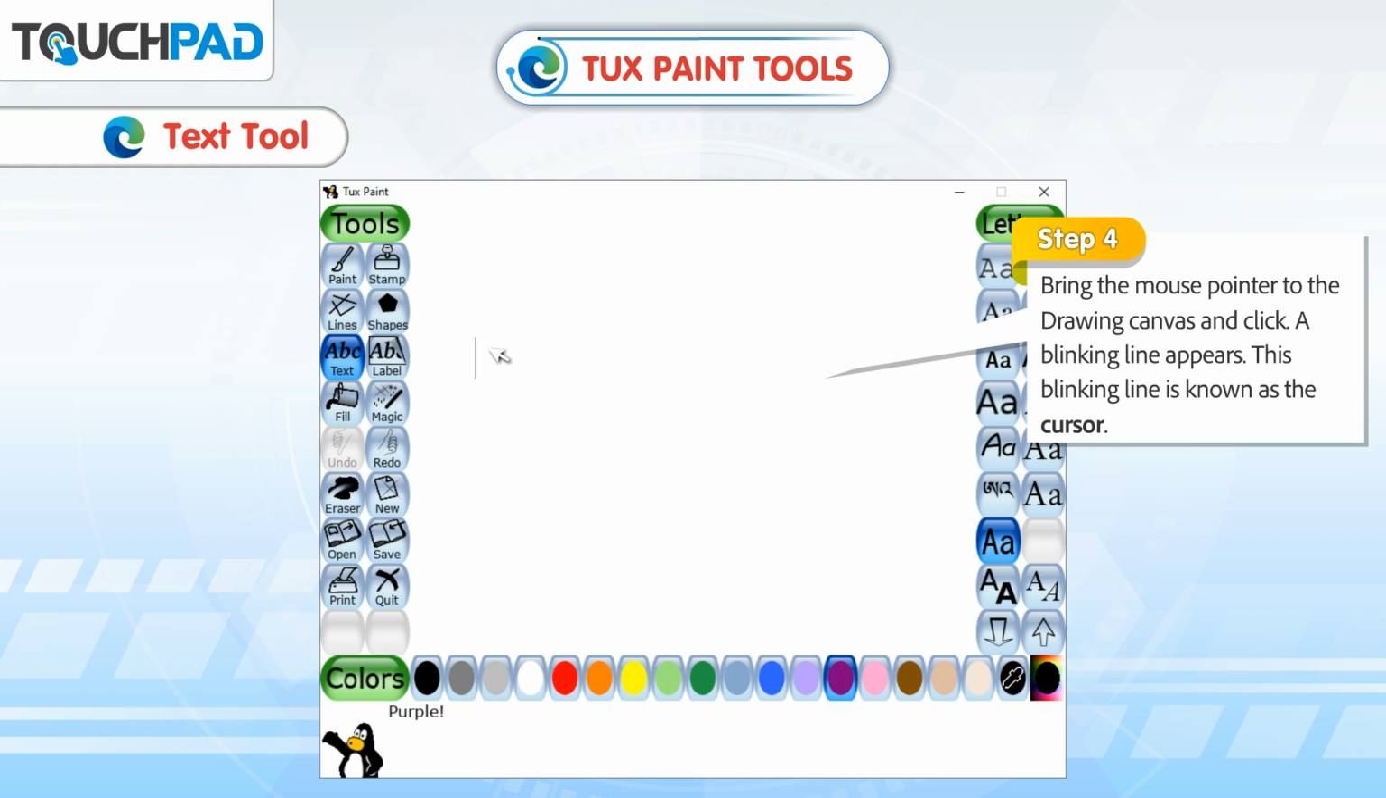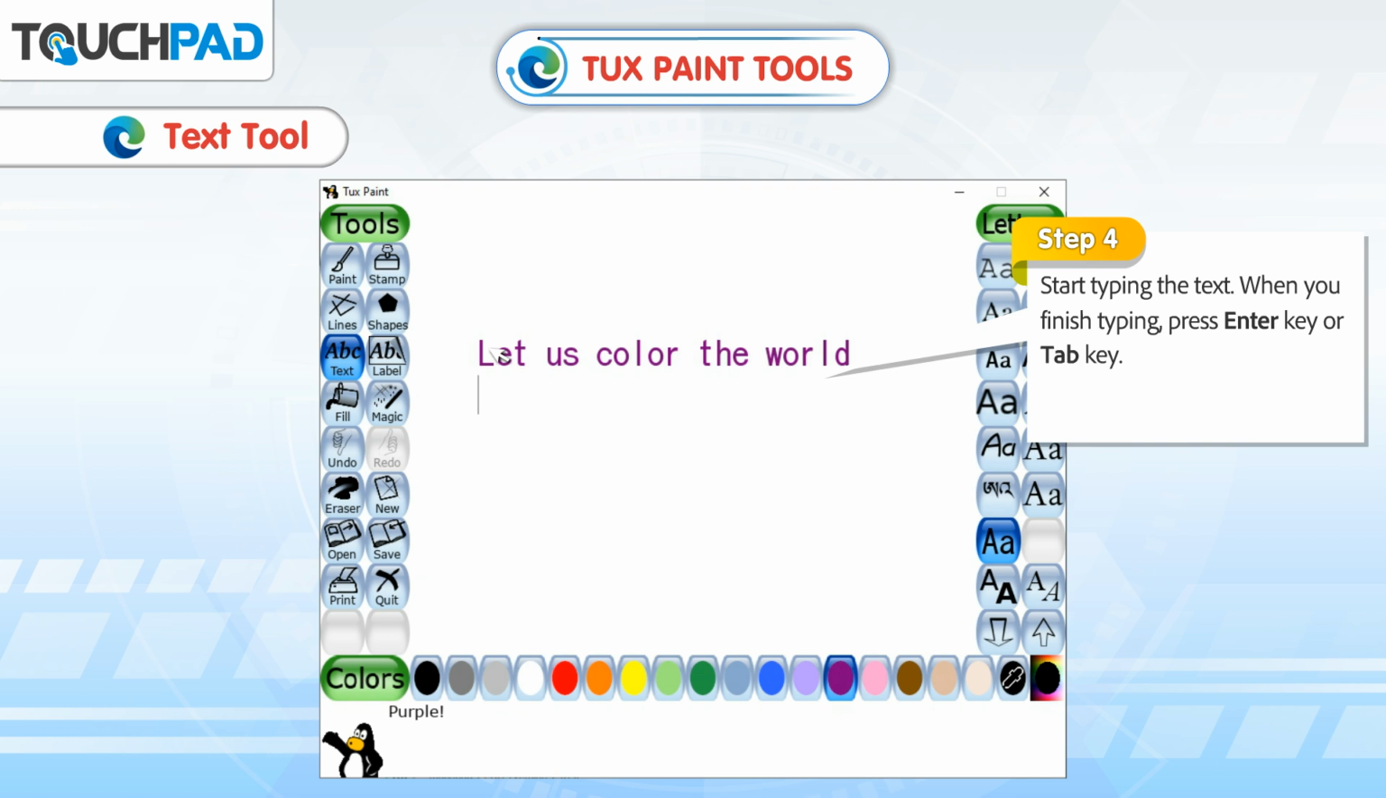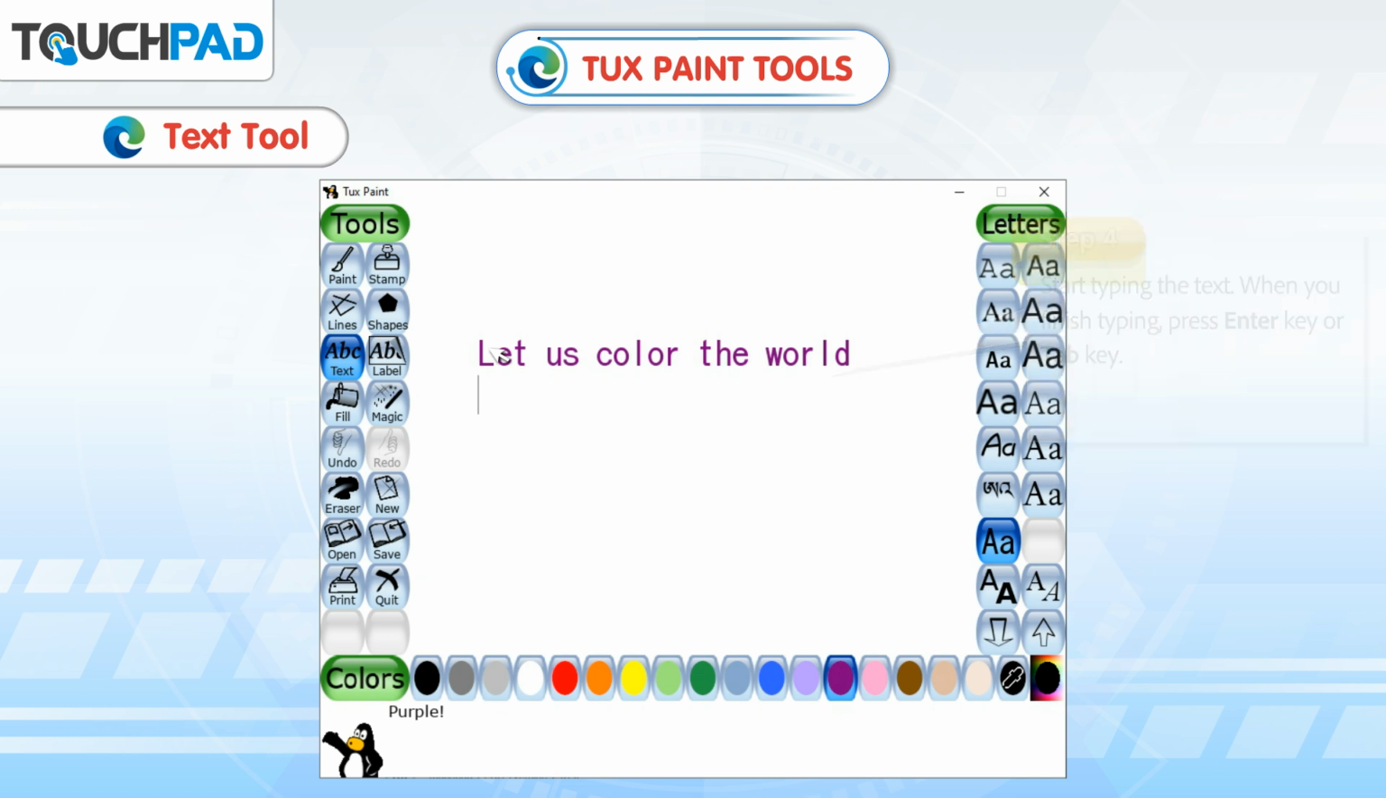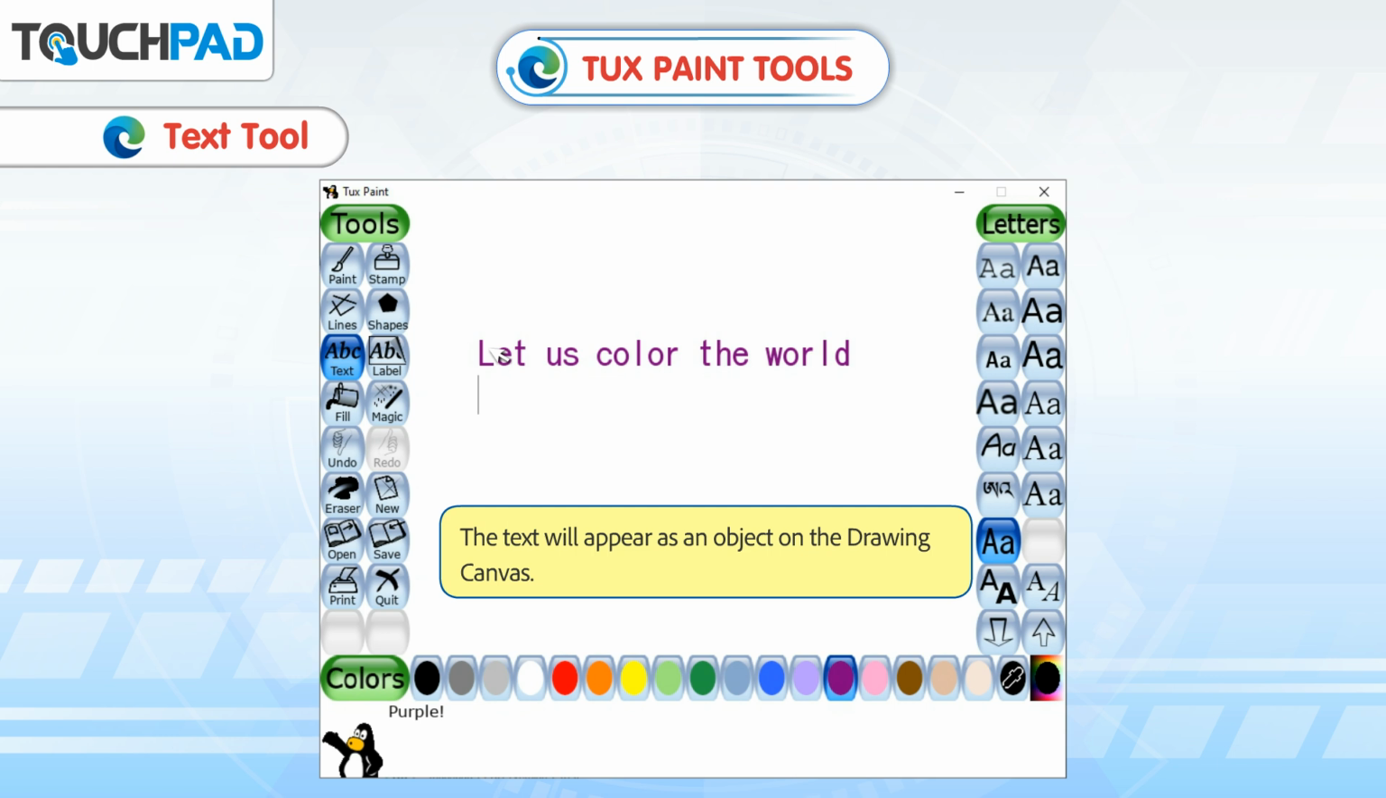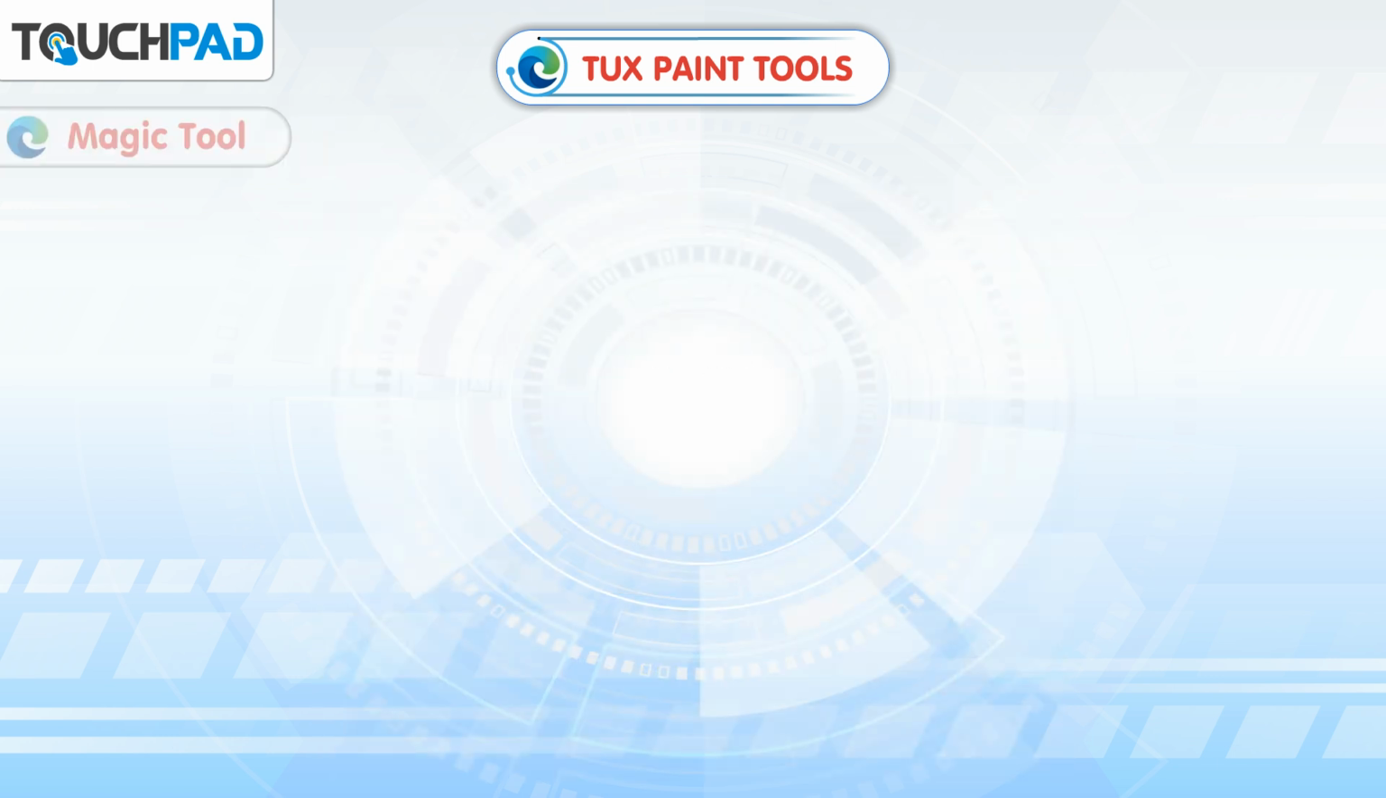A blinking line appears. This blinking line is known as the cursor. Start typing the text. When you finish typing, press Enter key or Tab key. The text will appear as an object on the drawing canvas.